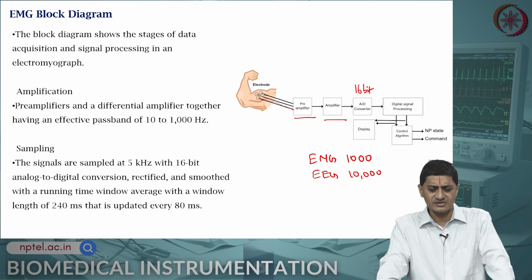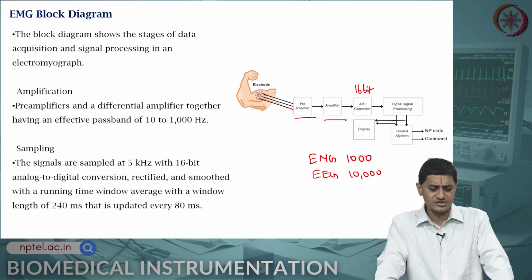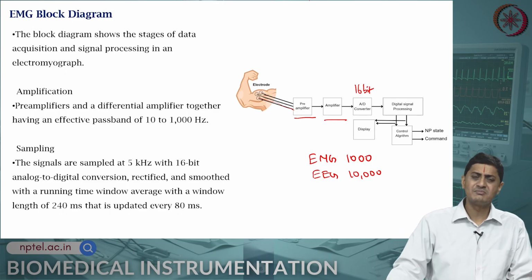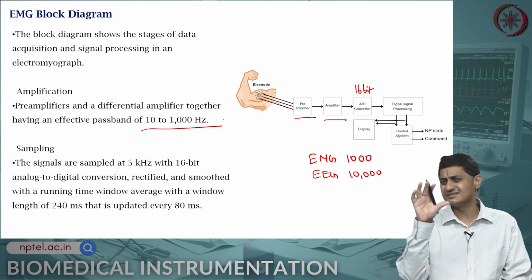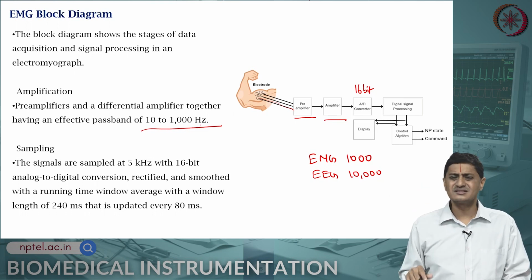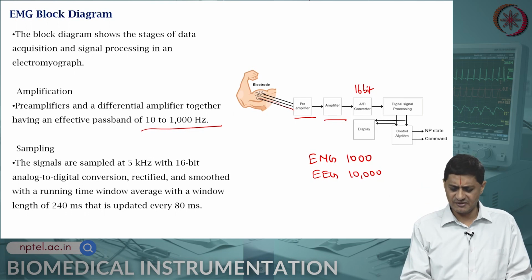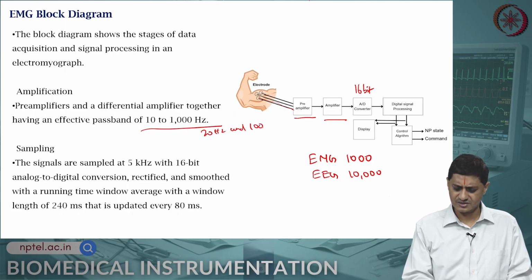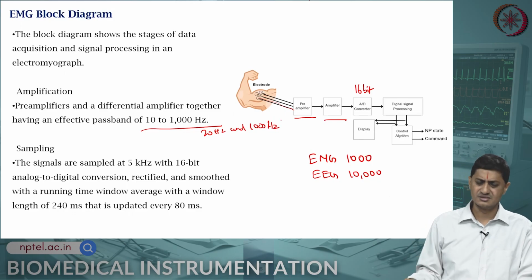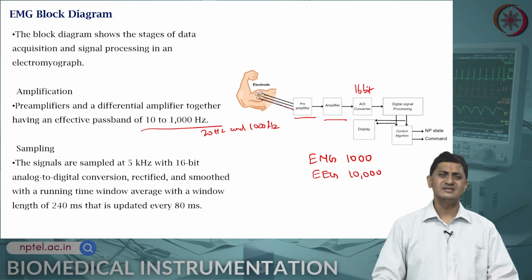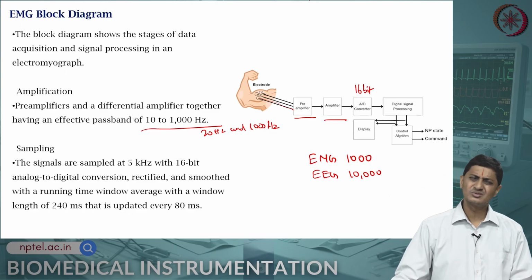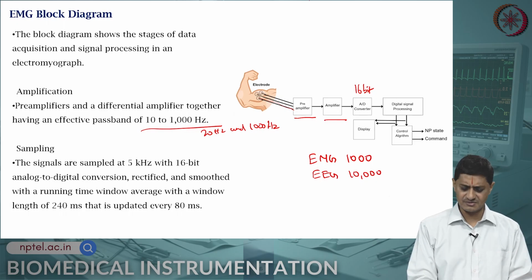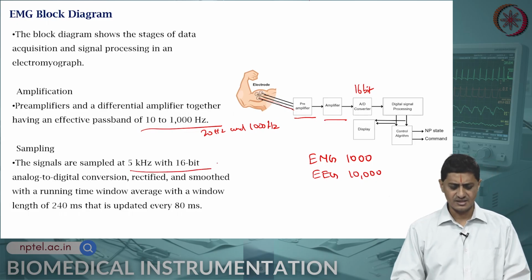So this block diagram essentially shows the DAQ system and signal processing of an EMG system. The preamp and the differential amplifiers together essentially have a pass band between 10 hertz and 1000 hertz. The signals usually are between 20 hertz and 1000 hertz, or 10 hertz and 1000, depending on the book. These signals are usually sampled at about 2 kilohertz to 5 kilohertz with a 16-bit ADC.